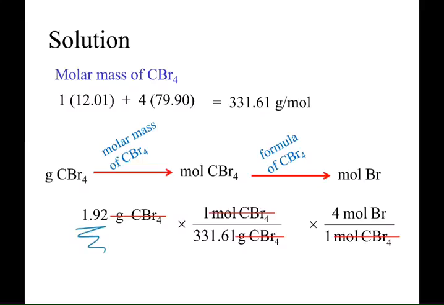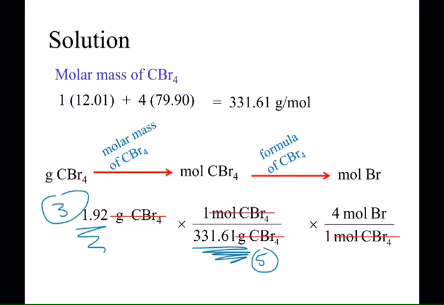Is there uncertainty brought here? Yes. How many sig figs? I get 3. Is there uncertainty brought by the molar mass? Yes, always. How many sig figs? Count them up. I get 5 sig figs. Is there any uncertainty brought by this relationship? No, no uncertainty. It's what we call exact.